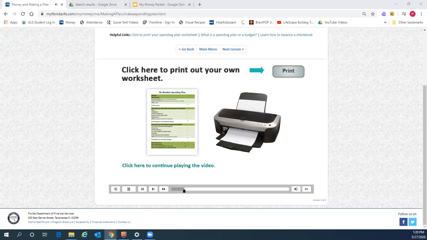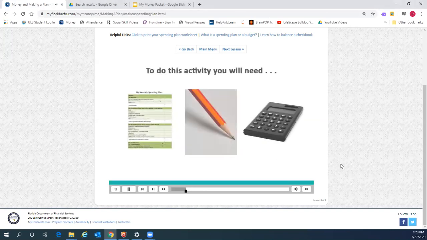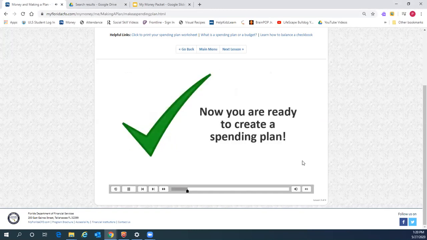Click on the Continue button after you have printed your own spending plan worksheet. To do this activity, you will need the spending plan worksheet, a pencil, and a calculator to help you finish your spending plan. Now you are ready to create a spending plan.